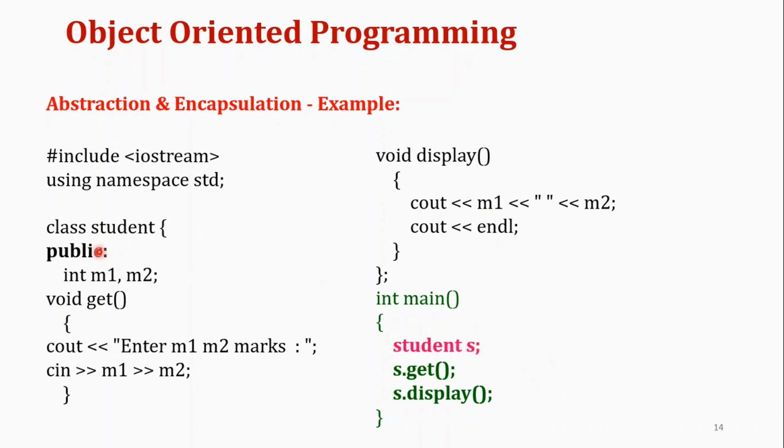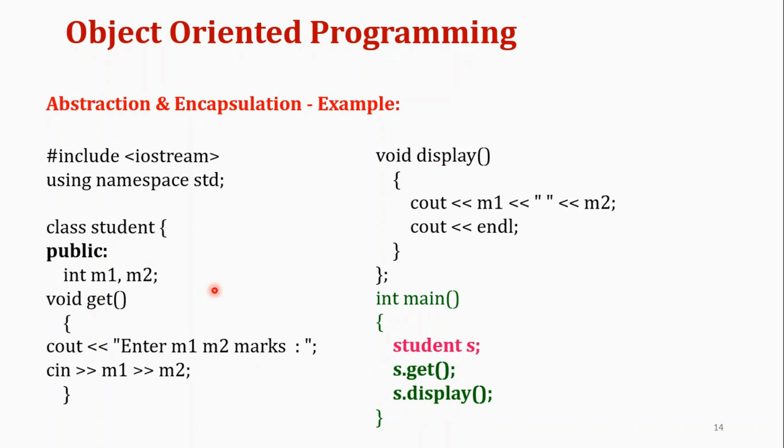This is the same example we just discussed. Two marks, M1 and M2, are integers, and there is one get method that reads M1 and M2, and a display method that displays the M1 and M2 marks. That's it, end of the class. Then I'm creating the object. S is the object, and by the dot operator I'm calling the methods get and display: S dot get, S dot display, to call the methods inside the class.